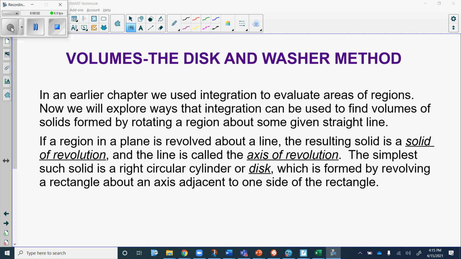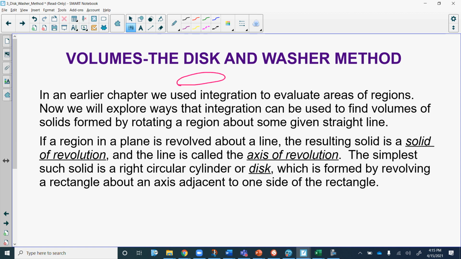Hey there, and welcome to my lesson on how we're going to be using integration to find the volume of a rotated figure around some axis using what is known as the disk and the washer method. So a disk, think of it like a quarter. It's essentially going to be just like a very small kind of cylinder like that.